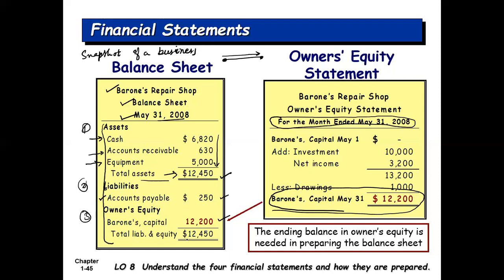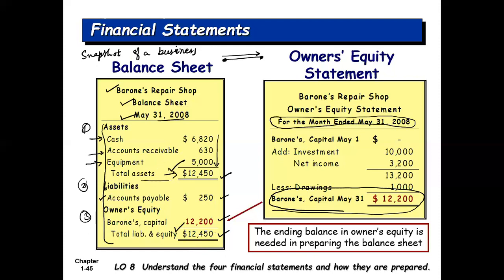Now, when you total the second section of the balance sheet, which is liabilities and owner's equity, you find a very nice, symmetrical thing happening here, and that is both parts of the balance sheet will tally with each other. 12,450 and 12,450.